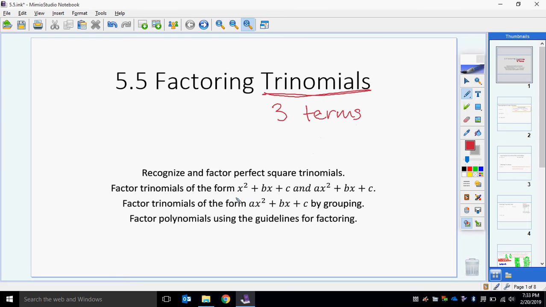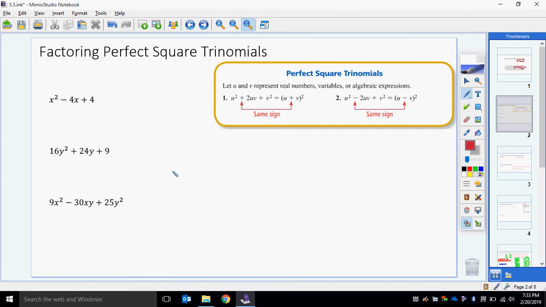So they're going to look something of the form x squared plus a number x plus another number, or they might have a number in front of the x squared. Remember, A, B, and C stand for numbers. So there's a different way to factor these trinomials. One way is grouping. You're going to learn how to do regular factoring on trinomials and how to factor perfect square trinomials. So to start off, let's talk about those perfect square trinomials and what that means.